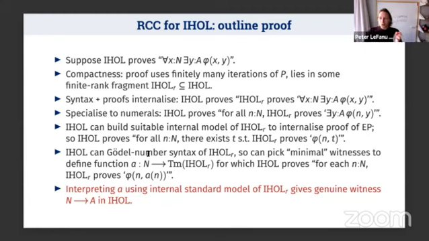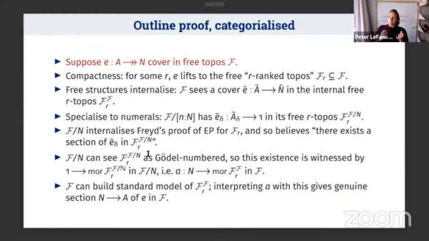And so now for the categorical proof, we'll follow this outline, but we need to change each step into something a bit categorical. So instead of starting with an existence statement, we start with a cover. Compactness, we'll want to use, instead of the finite rank fragments of the logic, we have a corresponding notion of a ranked topos, that it's like a topos, but it only lets you use the power set operator finitely often.